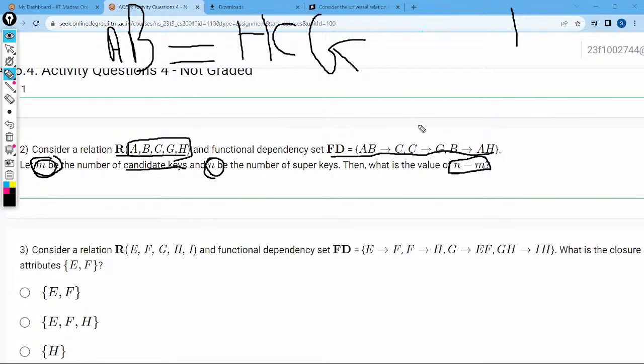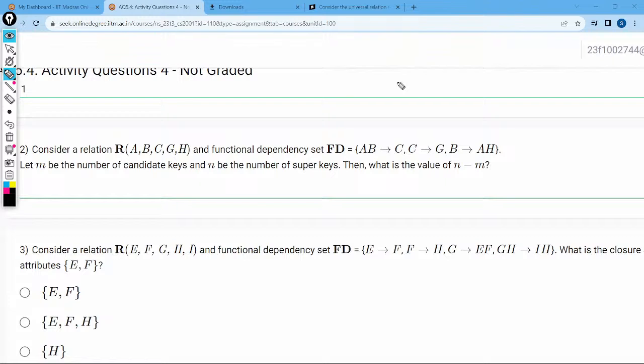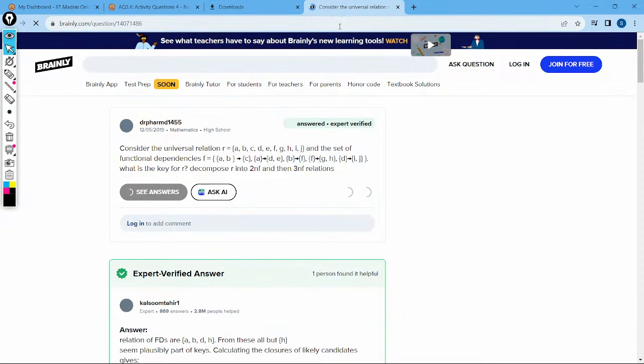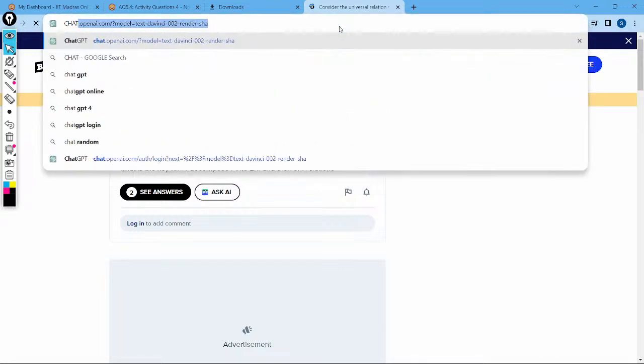Is there some other way I could solve this? I think we would need to use Chat GPT. Let's use Chat GPT to better understand the question, and it will provide us with a better way to solve the problem. Let us go to Chat GPT.